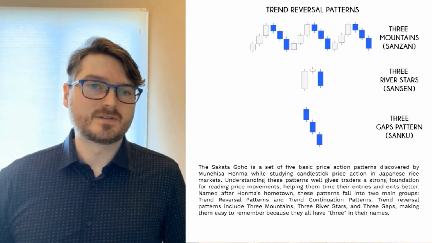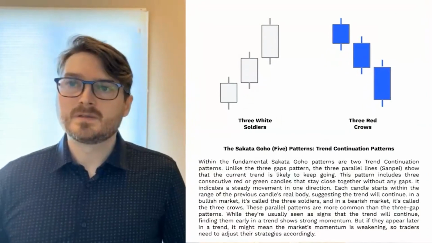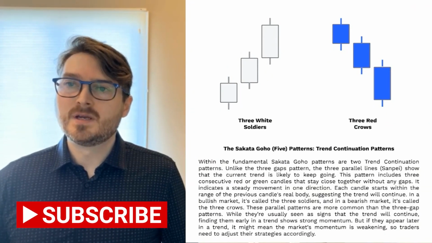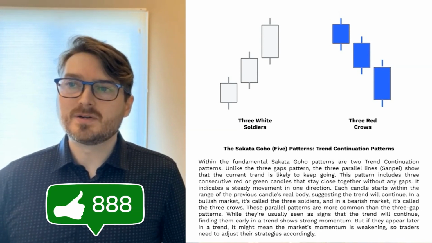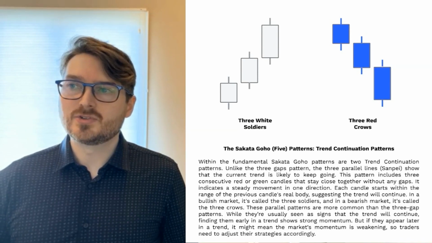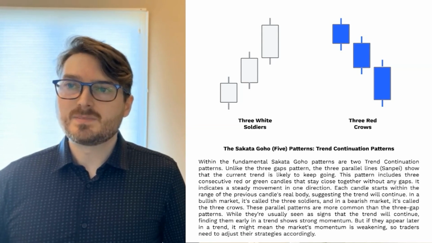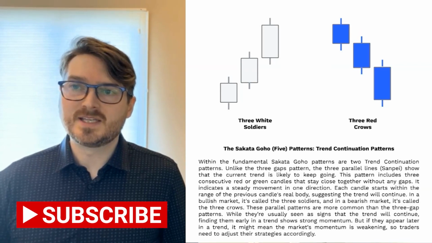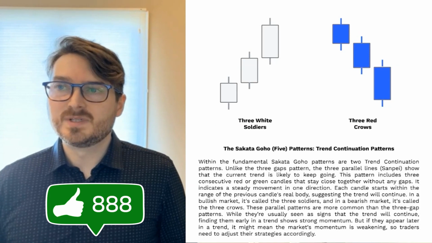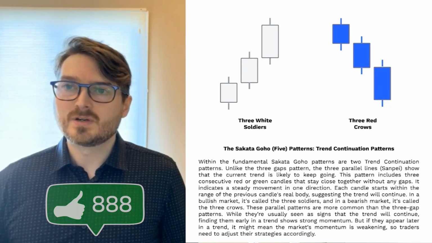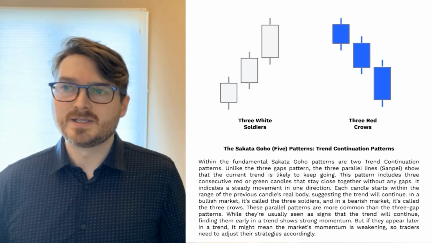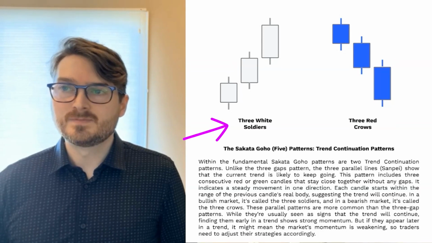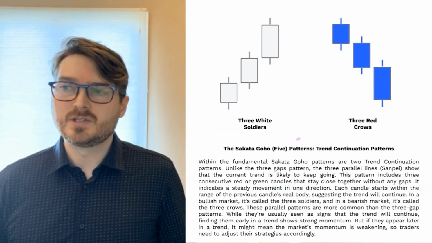Alright, now let's continue with the 3 gaps pattern. Within the fundamental Sakata Goho patterns are 2 trend continuation patterns. Unlike the 3 gaps pattern, the 3 parallel lines, Sanpei, show that the current trend is likely to keep going. This pattern includes 3 consecutive red or green candles that stay close together without any gaps. It indicates a steady movement in one direction. Each candle starts within the range of the previous candle's real body, suggesting the trend will continue. In a bullish market, it's called 3 soldiers, and in a bearish market, it's called 3 crows.